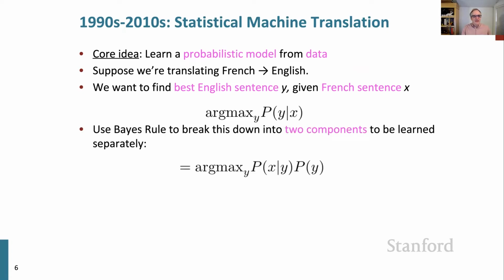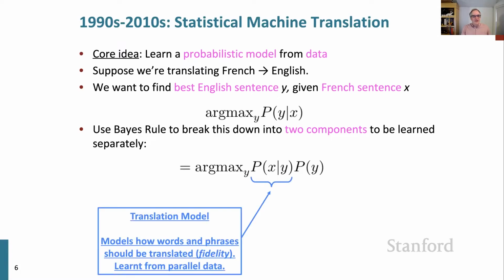It was found to be felicitous to break this down into two components by just reversing this with Bayes' rule. So if instead we had a probability over English sentences, P of Y, and then a probability of a French sentence given an English sentence, people were able to make more progress. It's not immediately obvious why this should be, because this is just a trivial rewrite with Bayes' rule, but it allowed the problem to be separated into two parts, which proved to be more tractable.